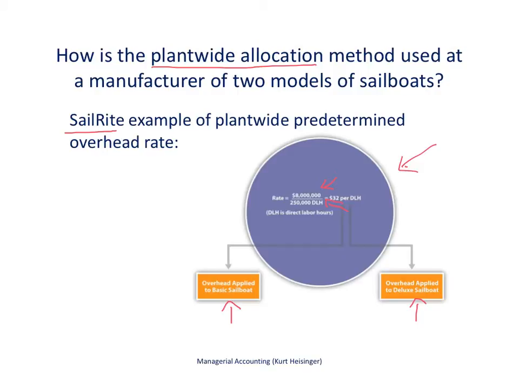And that gives us, when you take $8 million in estimated overhead cost divided by our estimated activity base level, that is the 250,000 direct labor hours, a predetermined overhead rate of $32 per direct labor hour. And again, this is review from our job costing videos, where we get into this in more detail. But what that tells us is for every direct labor hour that is worked on either one of our boats that we produce, $32 in overhead gets allocated to that boat.